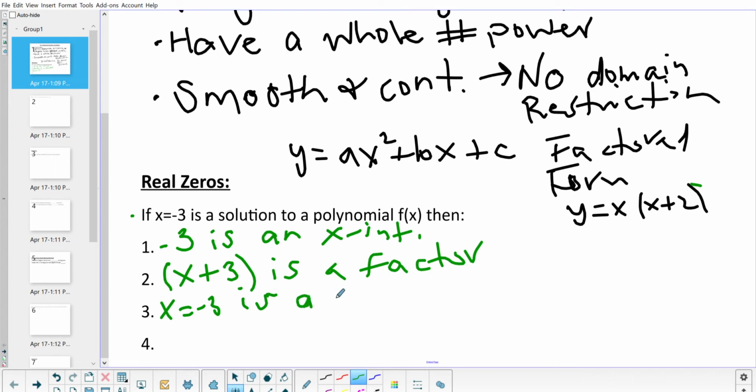Oh my goodness. I have to write so slow and it's still, okay, it's a real zero.